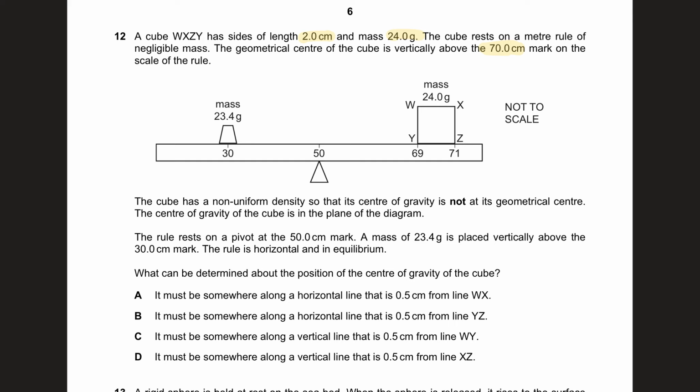The rule rests on a pivot at the 50 centimeter mark. A mass of 23.4 grams is placed vertically above the 30 centimeter mark. The rule is horizontal and in equilibrium. What can be determined about the position of the center of gravity of the cube?